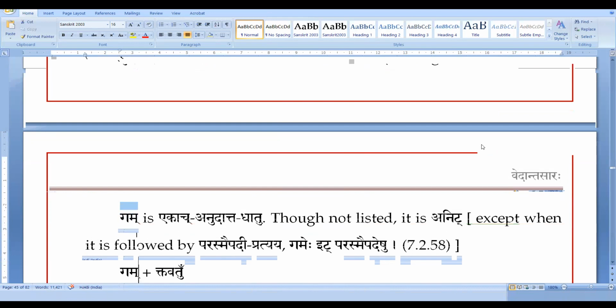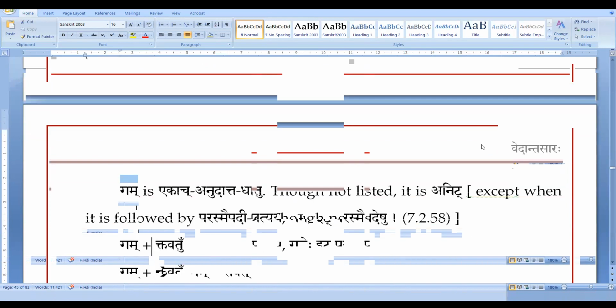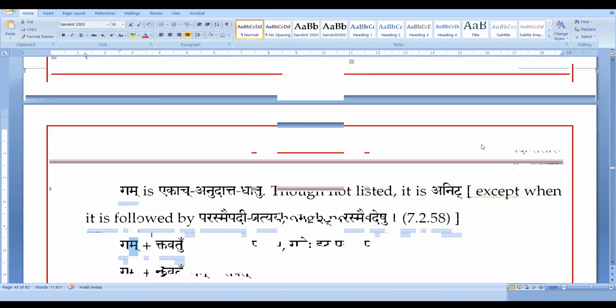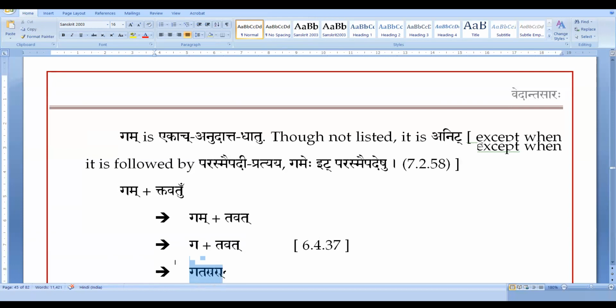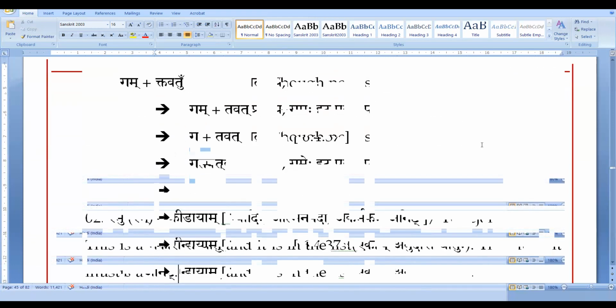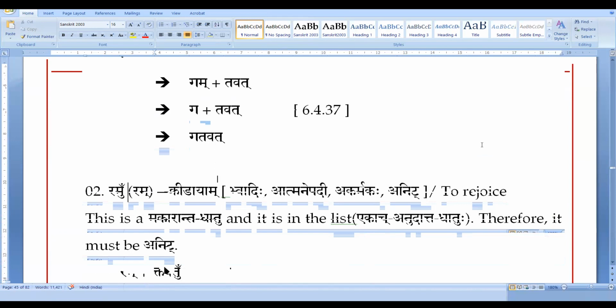Therefore, no itagama. Jaladi pratyaya follows. Then what will happen to the anunasika of the ekach anudata dhatu? That will drop. So the makara goes away. Therefore, you get gatavat. Understand? Same thing for ramu also. Ramu, vidayam, ramati. It is there in the list. It is ekach anudata dhatu. Yes, it is anit.